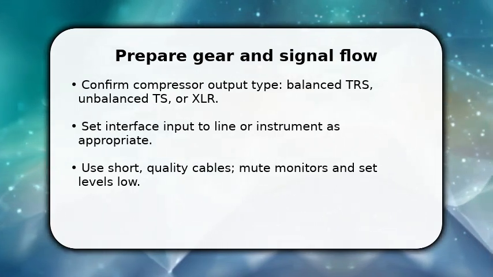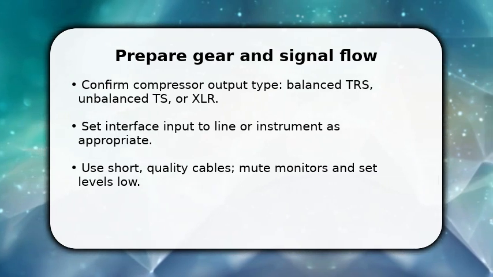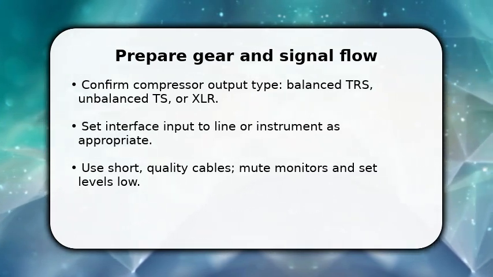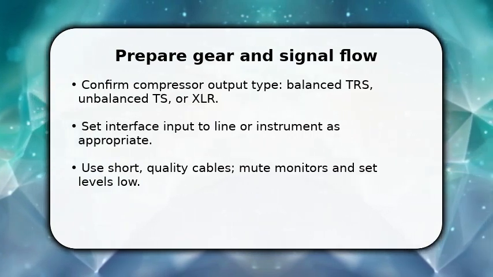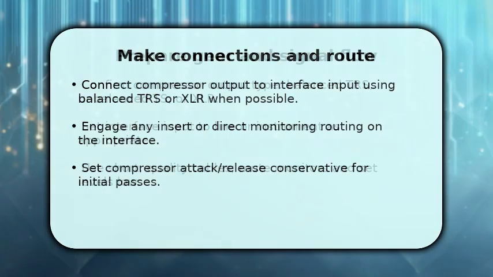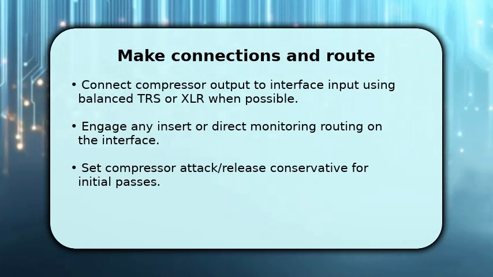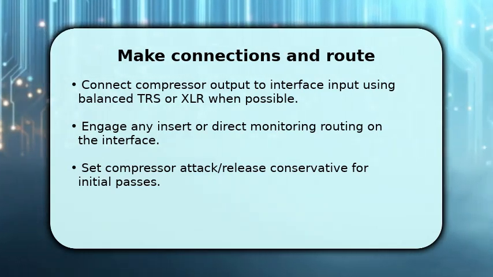Finally, set compressor input gain low and your interface trim to minimum so you can raise levels safely while monitoring. Now connect the physical cables. Balance TRS or XLR from the compressor output to the chosen interface input to maximize noise immunity.